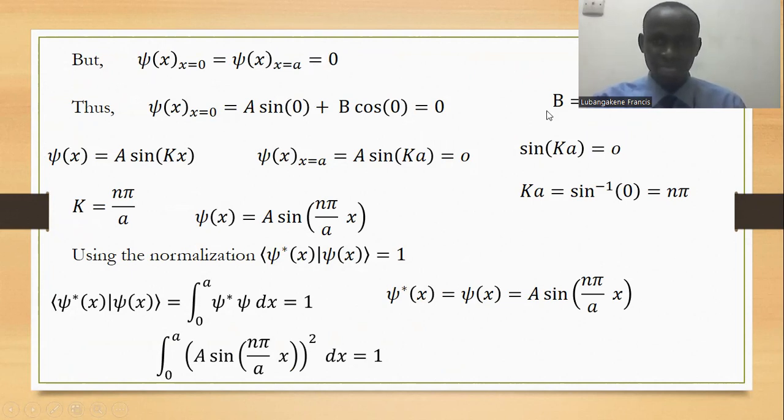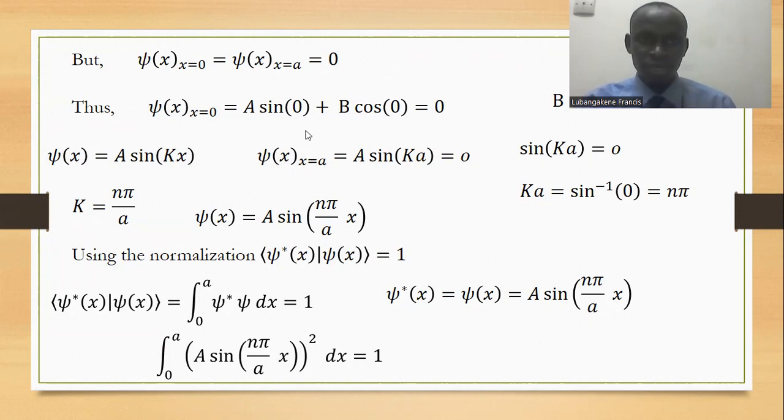Now, if psi(x) at x equals 0 is equal to 0, thus we have that a sine of 0 plus b cos of 0 equals 0, and this will give us b equals 0. So we find that b equals 0, and we can now rewrite our value as psi(x) equals A sine kx, of which we are solving for A.